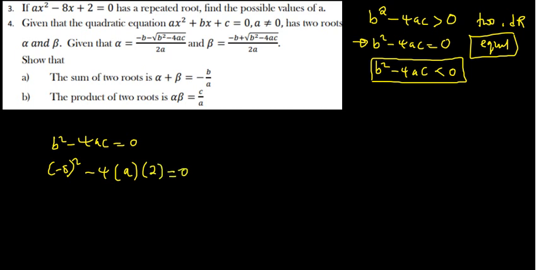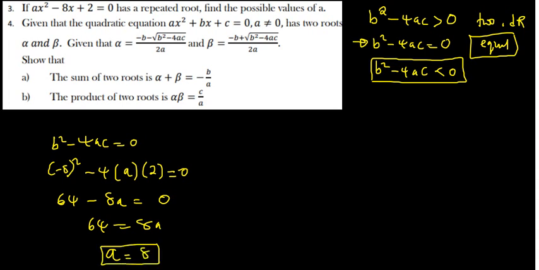Negative 8 squared is positive 64. Negative 4 times a times 2 is negative 8a, and that is going to be equal to 0. I'll take the 8a the other side, it becomes 64 is equal to 8a. Divide both sides by 8, a is going to give us 8. So that is the value.